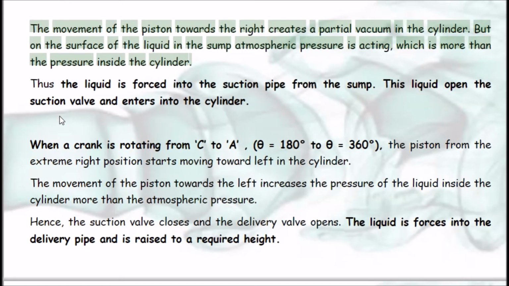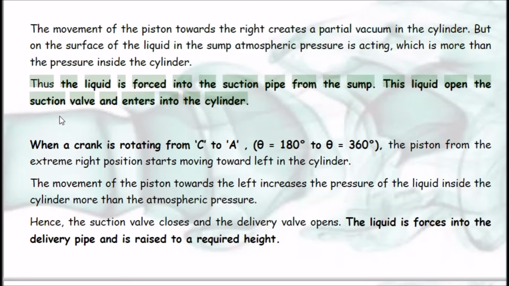The movement of the piston towards the right creates a partial vacuum in the cylinder. But on the surface of the liquid in the sump, atmospheric pressure is acting, which is more than the pressure inside the cylinder. Thus the liquid is forced into the suction pipe from the sump. This liquid opens the suction valve and enters into the cylinder.